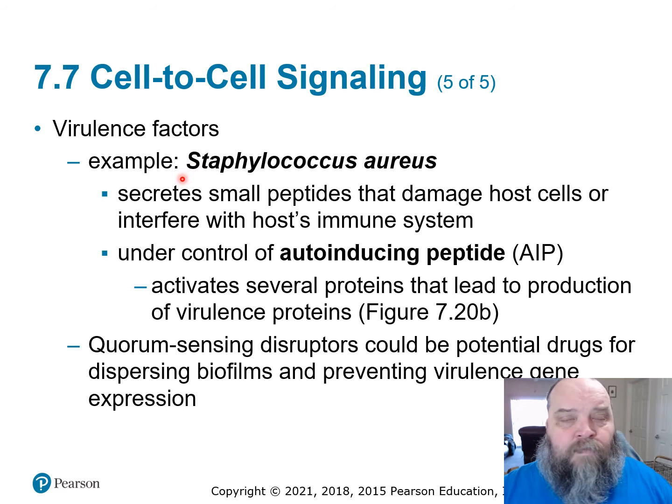Flip side of that, our friend Staphylococcus aureus, staph infection, Staph aureus. Excretes small peptides, that's it. Quorum sensing molecule. These small peptides damage host cells and whatnot. It's under the control of what is known as auto-inducing peptide, AIP. AIP gets excreted out, and when it gets to high enough concentrations, it triggers a response in Staph aureus. Staph aureus starts producing these small peptides, the expression of the different genes for these small peptides, which go, and that's actually what does the damage to the host cells.